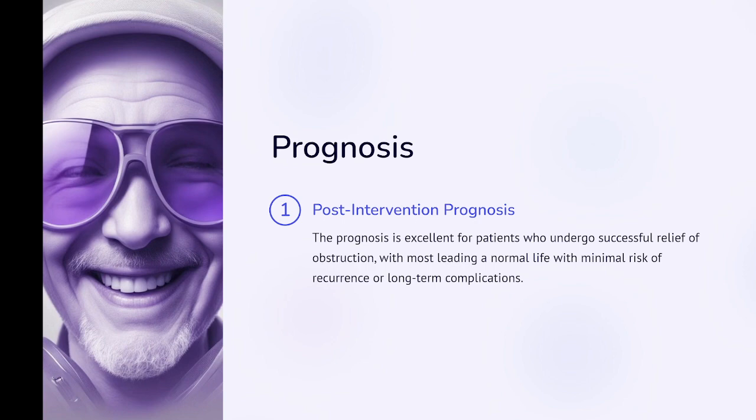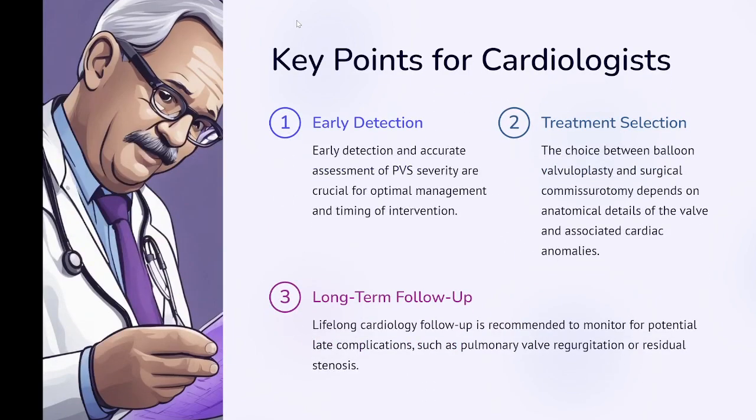Key points for cardiologists: early detection and accurate assessment of PVS severity are crucial for optimal management and timing of intervention. The choice between balloon valvuloplasty and surgical commissurotomy depends on anatomical details of the valve and associated cardiac anomalies. Lifelong cardiology follow-up is recommended to monitor for potential late complications such as pulmonary valve regurgitation or residual stenosis.